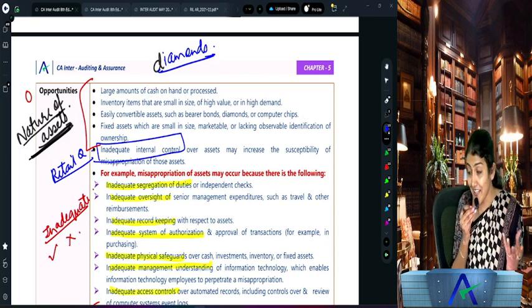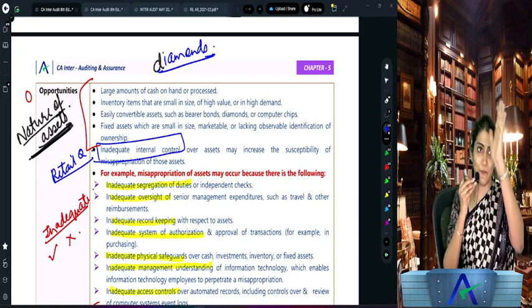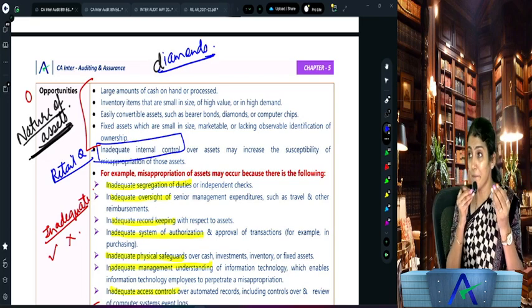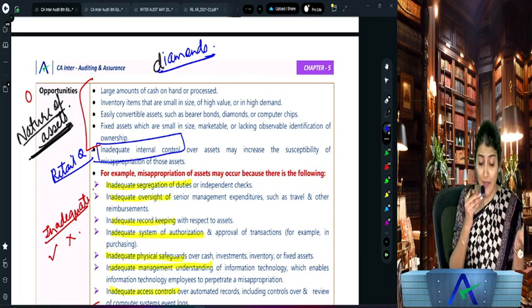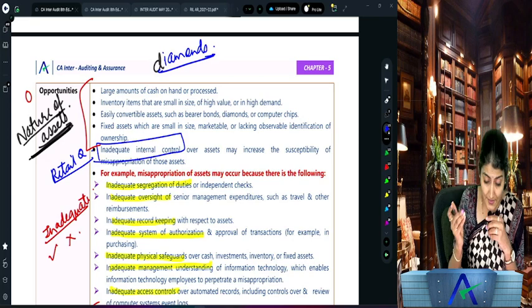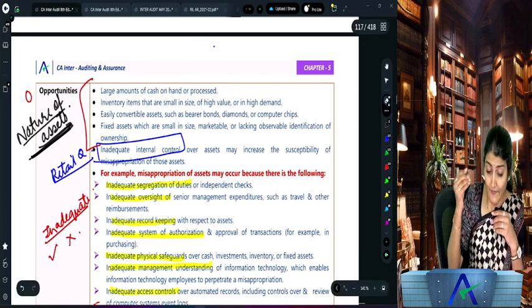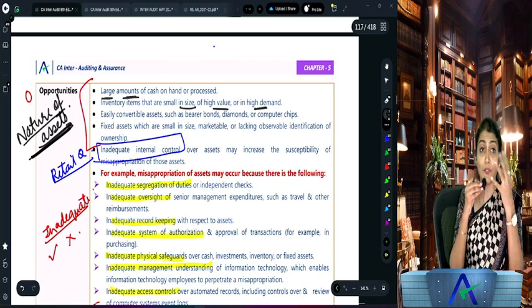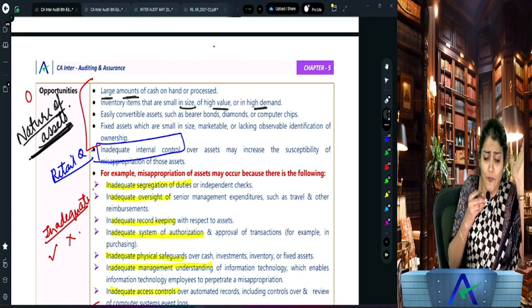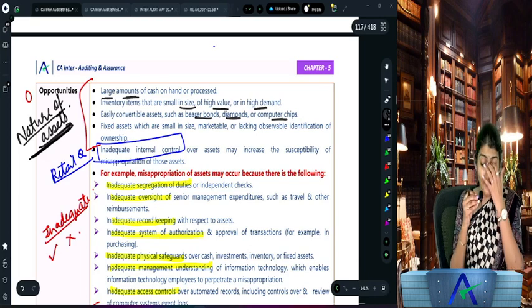You understand that? So the nature of the asset of the company is such that it can be misappropriated or it may not be. Yes, misappropriate. You cannot misappropriate it. Right? So what does it say? Large amount of cash. Then inventories that are small in size, high value or high demand. Like what did I tell you? Diamonds. Easily convertible assets such as bearer bonds, diamonds or computer chips. Right, the bearer bonds.